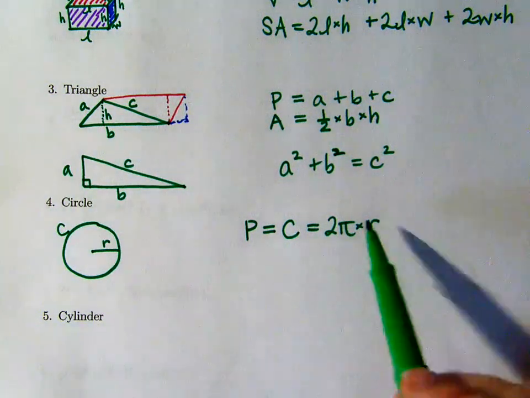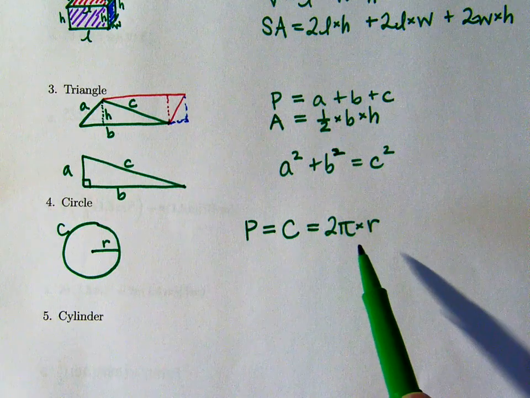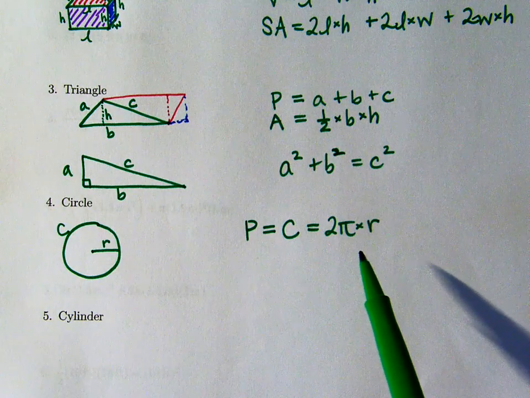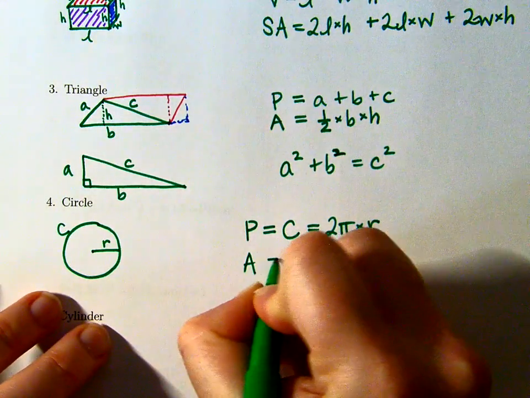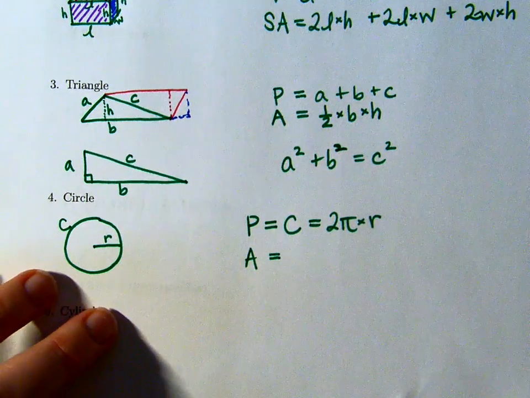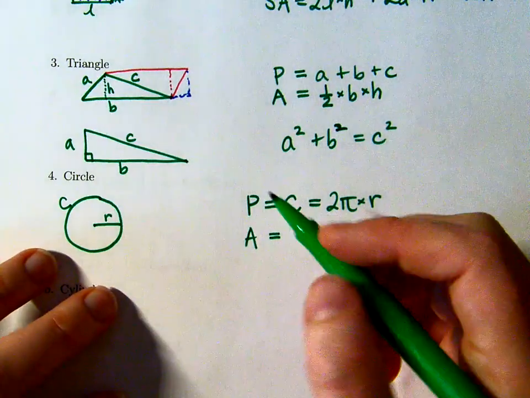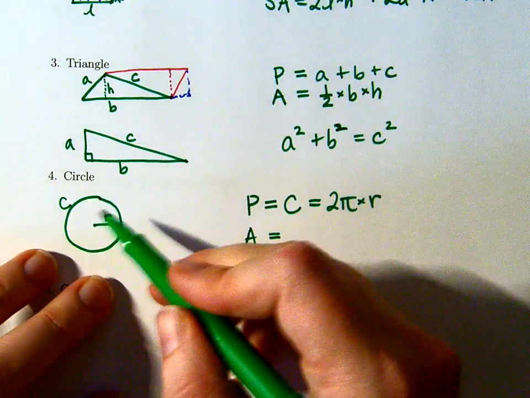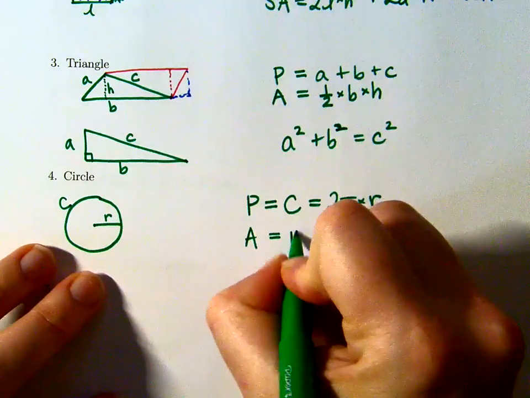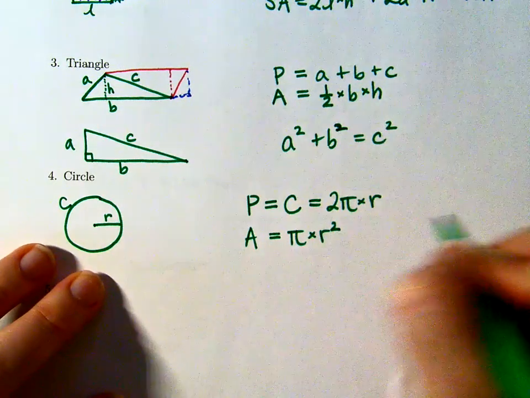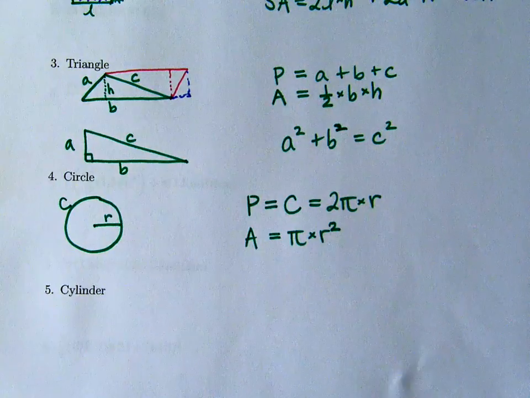And I'm not going to explain where this comes from, but you could definitely Google it. Just because that's not the point of this topic, but I do want you to recall all of these. And the area, or the coverage on the interior of this shape, is pi r squared. Okay.